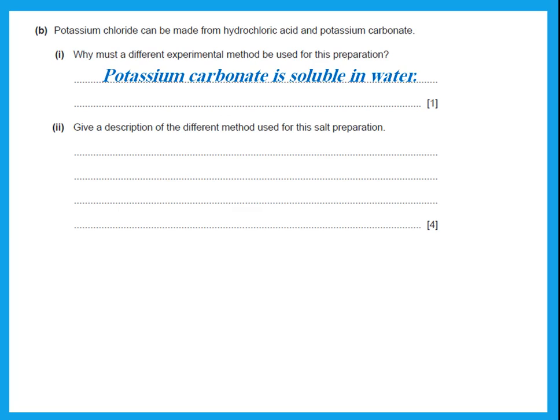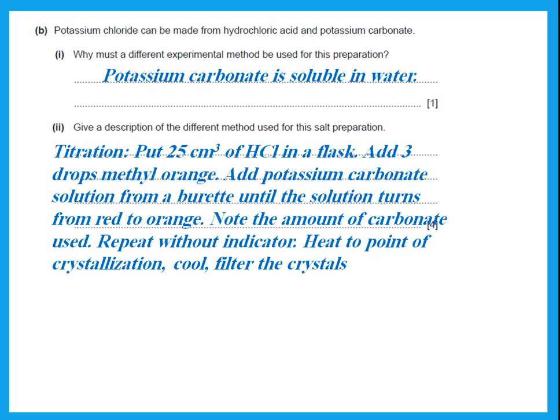If everything is soluble. So the difference here is that potassium carbonate is soluble in water, and that means I need to describe titration. So give the description of the different methods. How do we describe titration? With 25 centimeter cubed of HCl in a flask, add 3 drops methyl orange, add potassium carbonate solution from a burette until the solution turns from red to orange. Note the amount of carbonate used. Repeat without indicator. Heat to point of crystallization. Cool, filter the crystals. Okay.